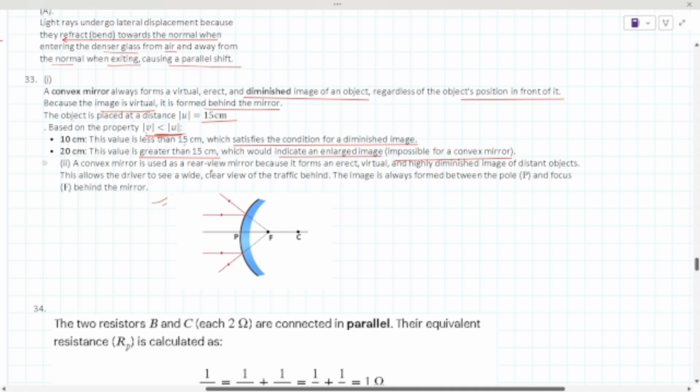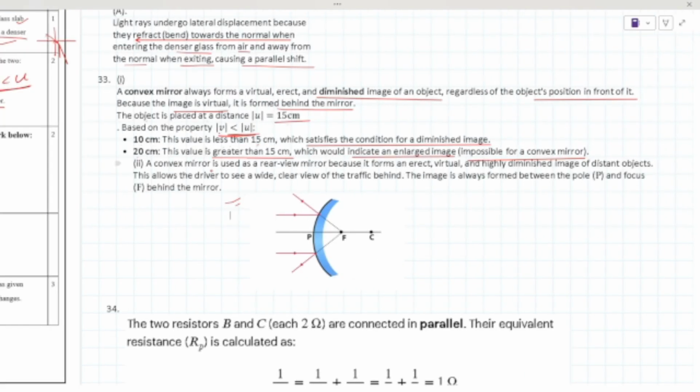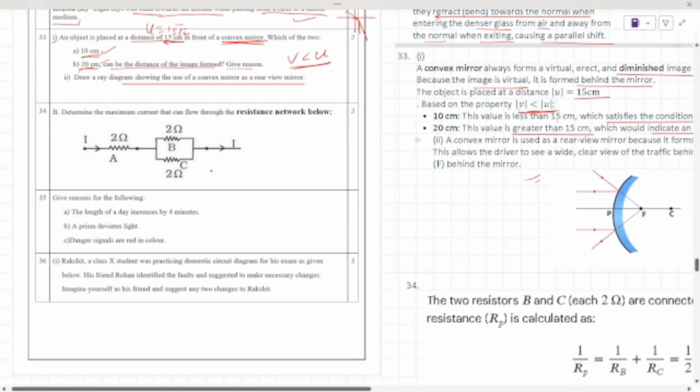Is it clear? Yes. Or any doubt? No doubt. Okay, now let's see the 34th number question.